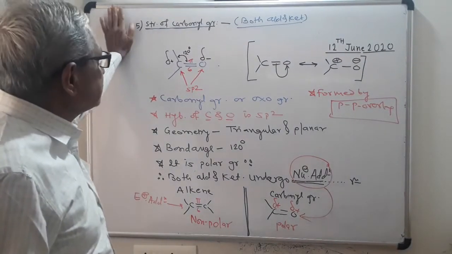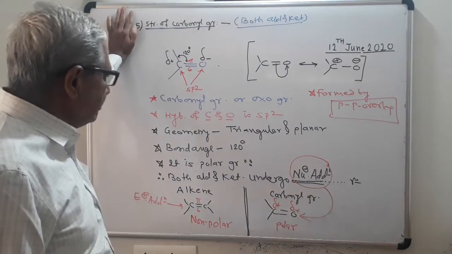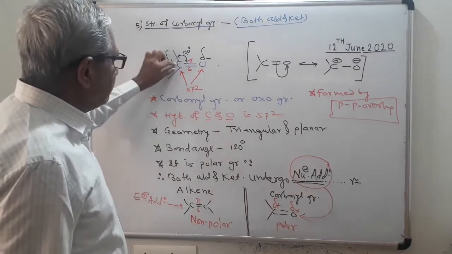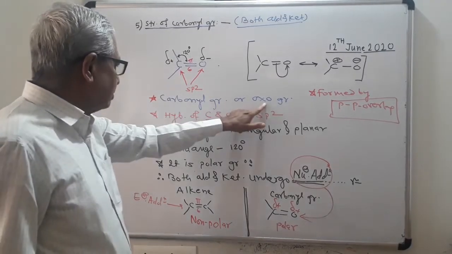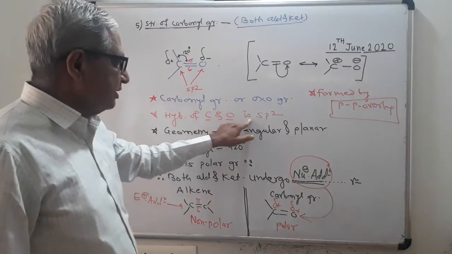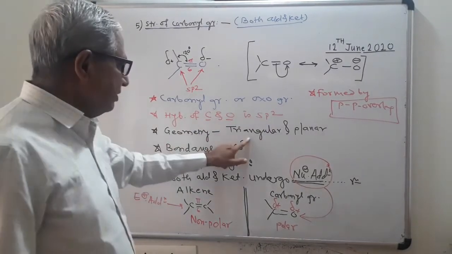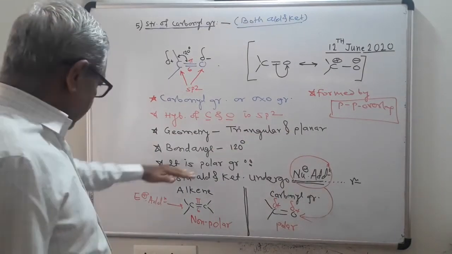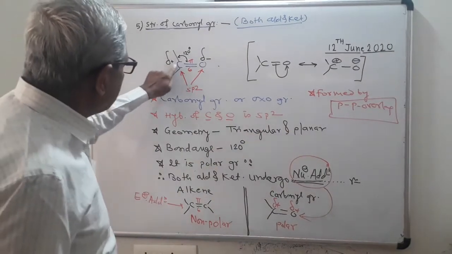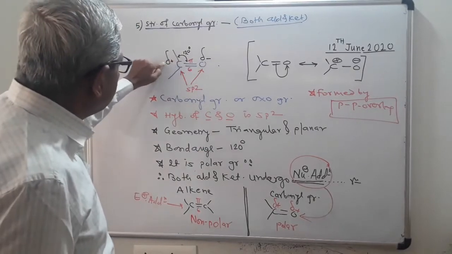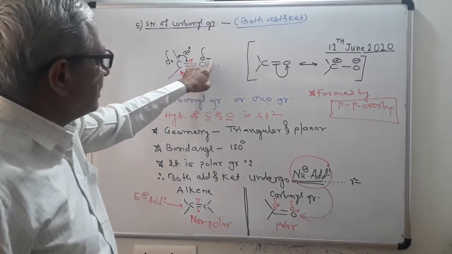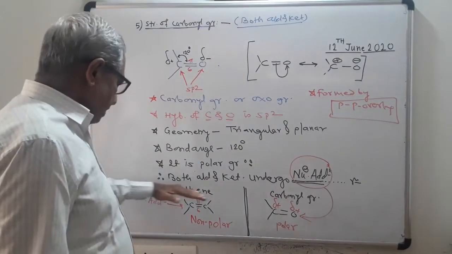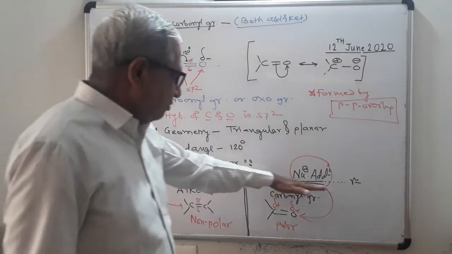So we completed the structure of the carbonyl group of both aldehyde and ketone. Take a brief revision. This is the formula for the carbonyl group. It is known as the carbonyl or oxo group. Hybridization of carbon and oxygen is the same, that is sp2. Therefore the geometry is triangular and planar. Bond angle 120. It is a polar group because carbon is electropositive and oxygen is electronegative. Carbon will get delta positive charge, oxygen will get delta negative charge. Resonance is indicated here. Therefore both aldehyde and ketone will undergo nucleophilic addition.